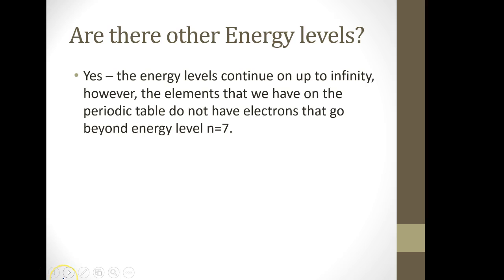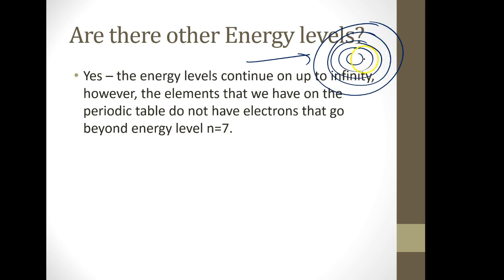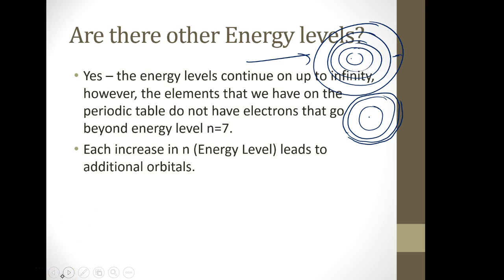So, are there other energy levels? Absolutely. They go on up to infinity, farther and farther away from the nucleus. Now, as you get farther and farther away, the distance between them gets smaller every time. And so I can't really draw that very well. So like, here's energy level 1, here's energy level 2, and energy level 3 is a little bit closer. And then energy level 4 is a little bit closer than that. And it keeps going like that. They're concentric circles, but the distance between each concentric circle gets smaller every time. And we're not going to worry about going beyond 7.